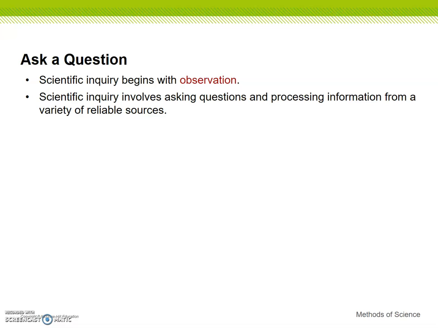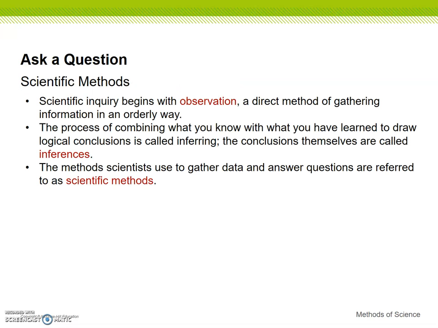Scientific inquiry involves asking questions and processing information from a variety of reliable resources. People who have done things in the past, or things that you literally see right in front of you. These are all good ways to observe the things around you. So scientific inquiry begins with an observation, which is a direct method of gathering information in an orderly way.